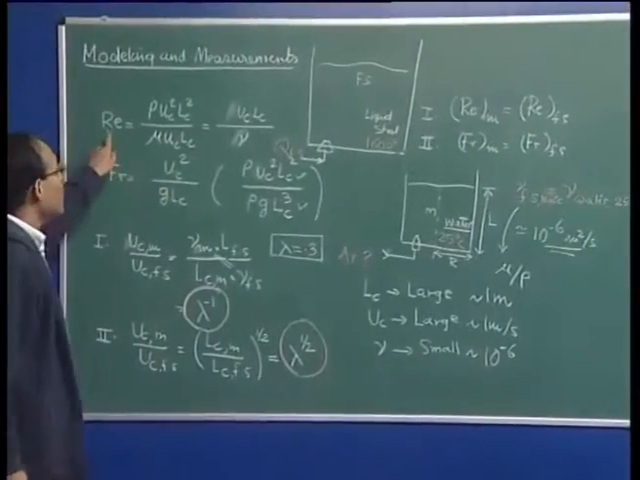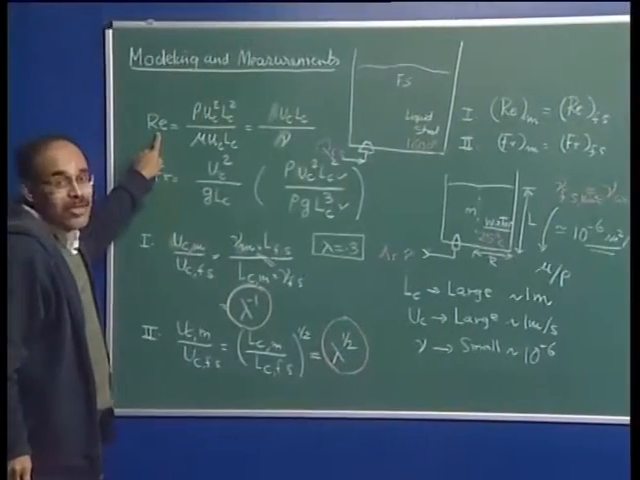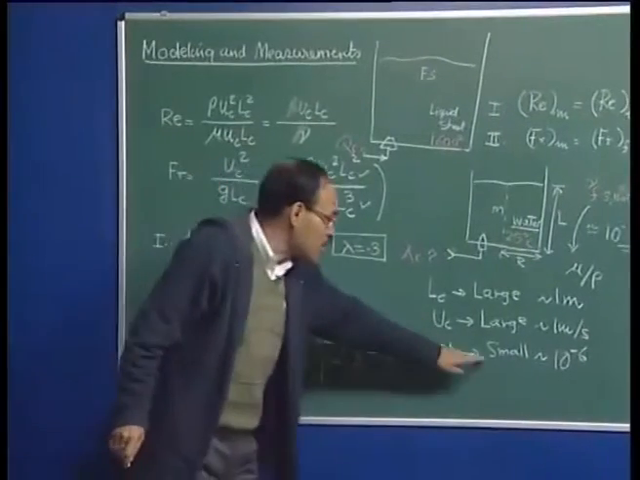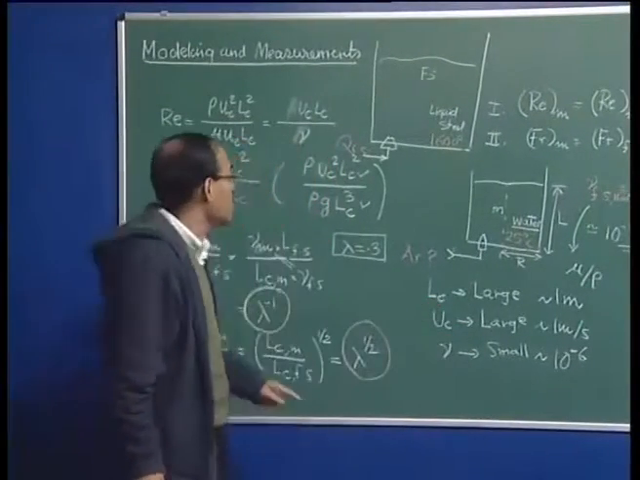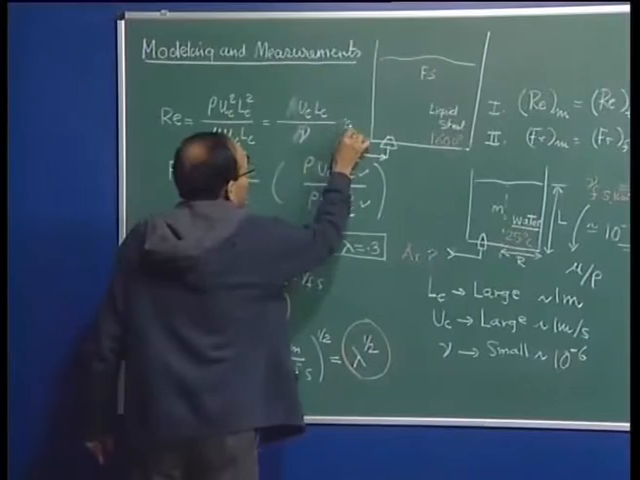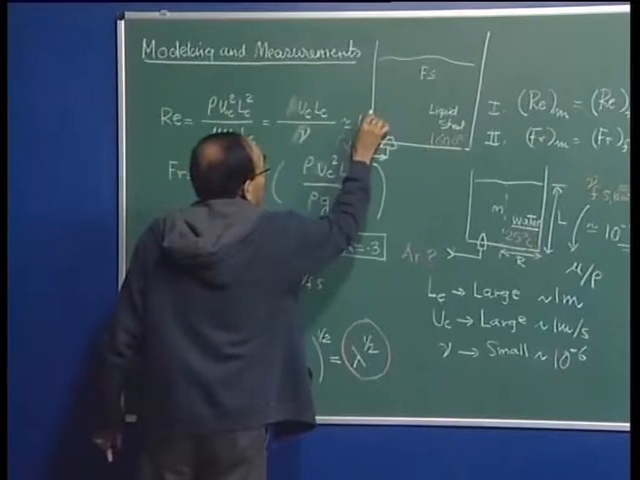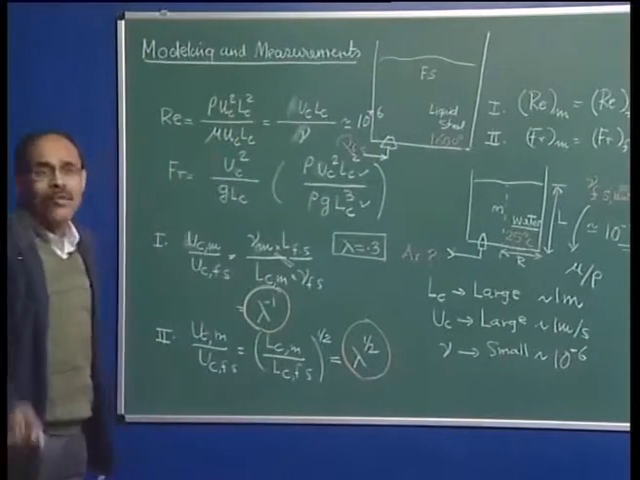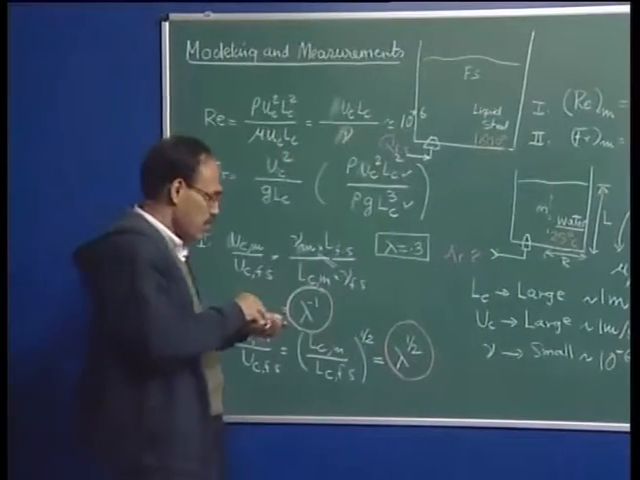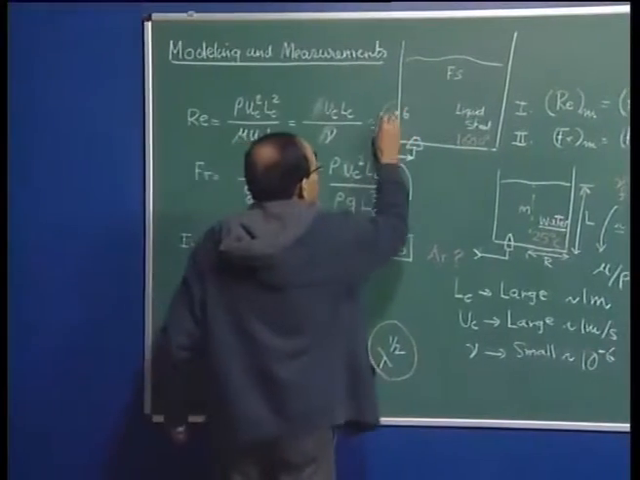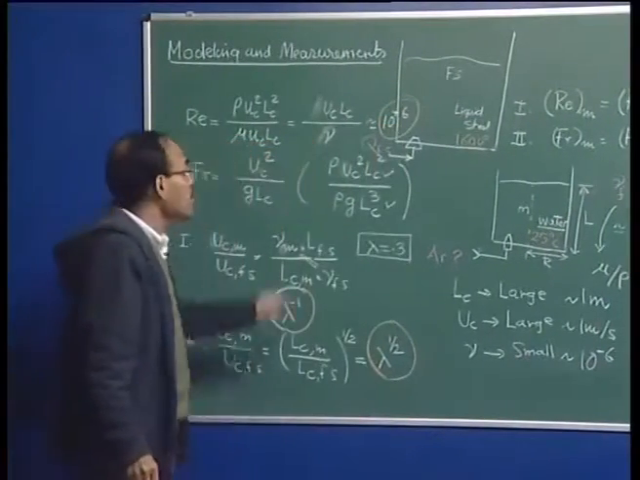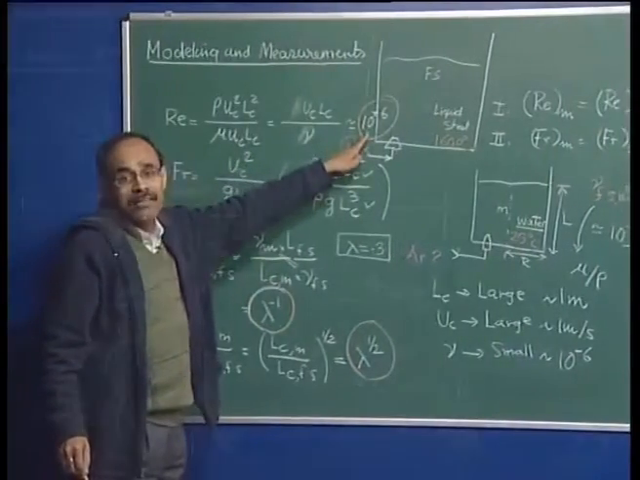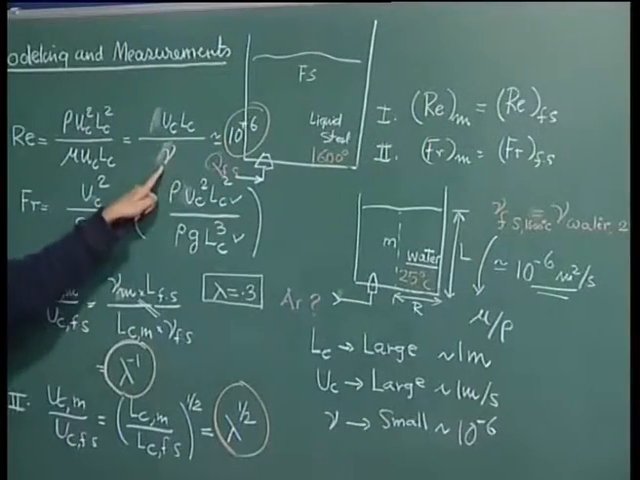So, on the basis of this order of magnitude analysis, the value of the Reynolds number will come out to be of the order of 10 raised to the power plus 6. What does this number indicate? It indicates that the inertia force in the system is 1,000,000 times larger than the viscous force.